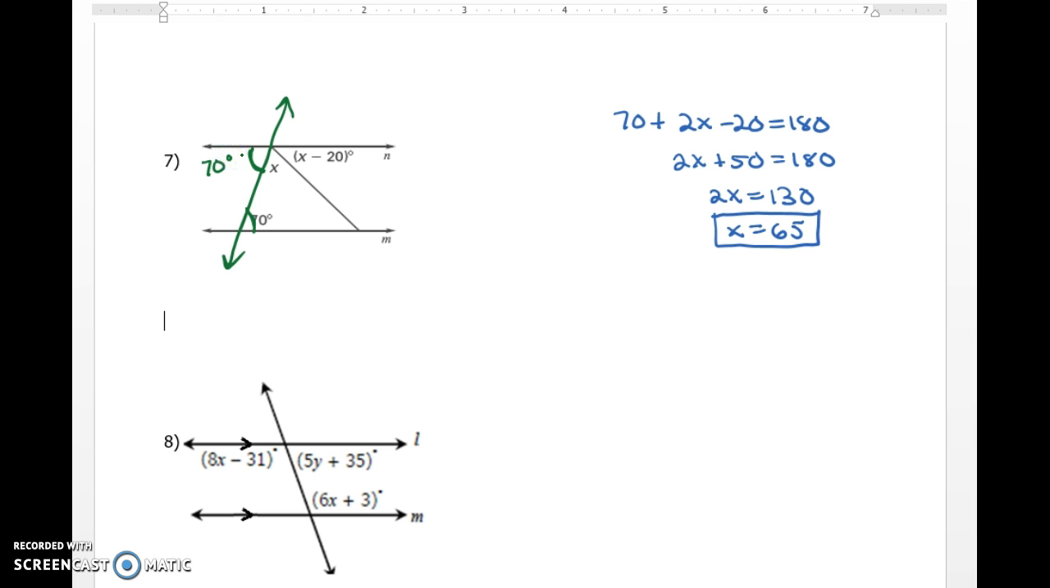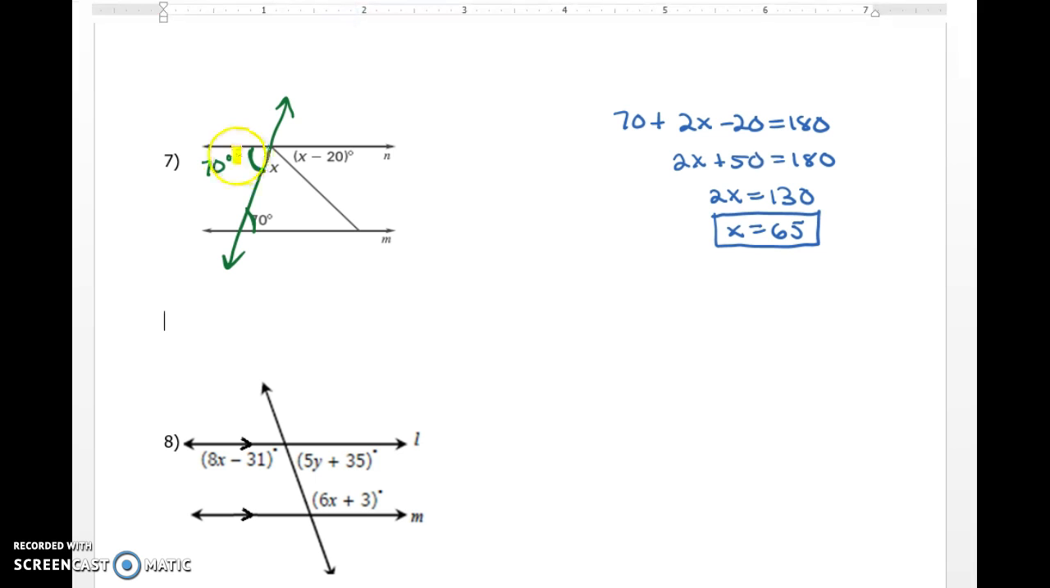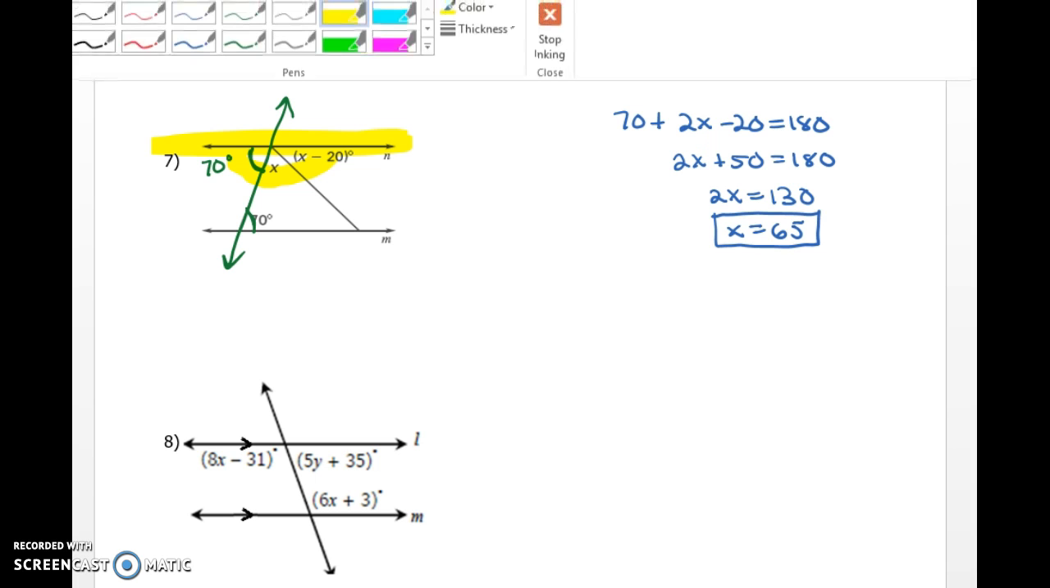And then you can say that all of the angles along this line, so all of these angles here, would sum up to 180 because this is a straight line here. Now, if you look at that, it's the same exact equation that we just did over here. 70 plus 2x minus 20 is equal to 180. So that's one other way of doing the problem.